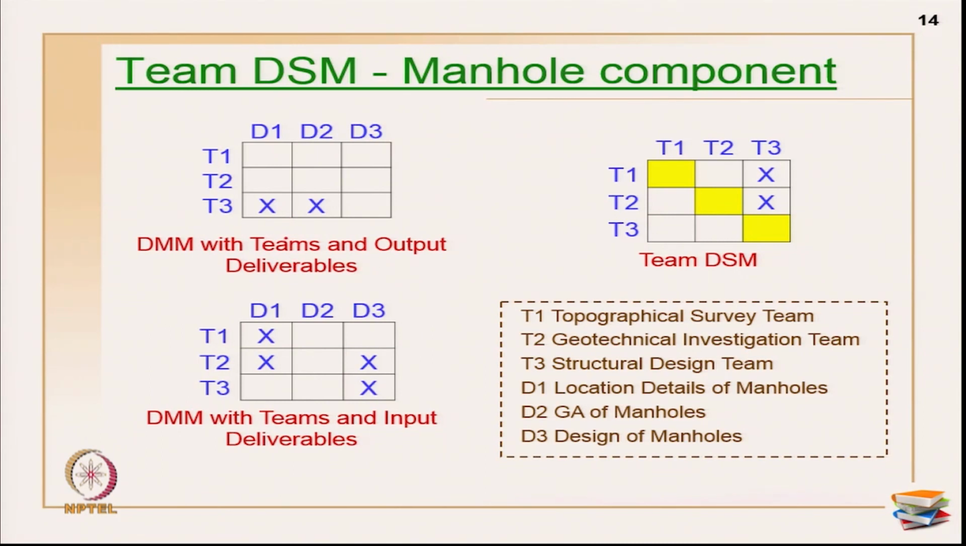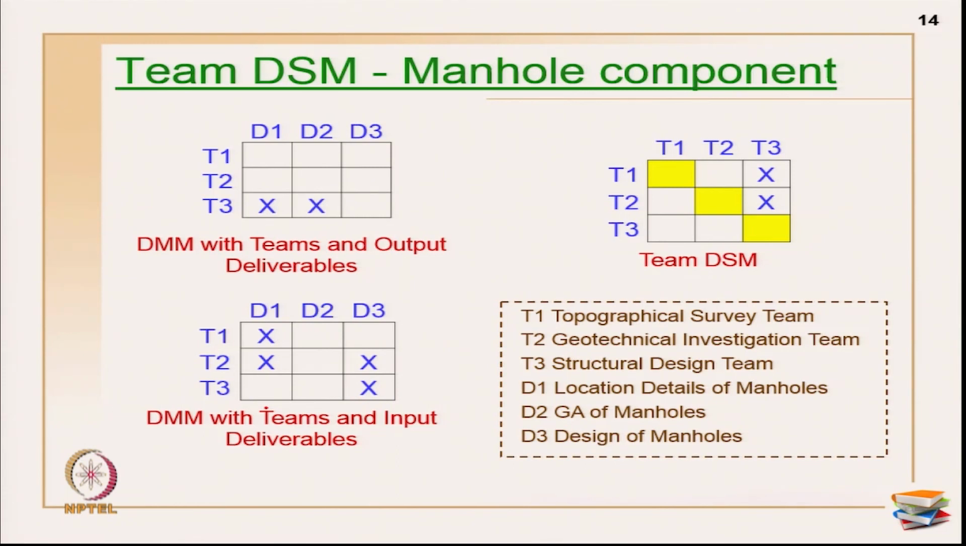So, T3 is actually giving 2 deliverables, which is D1 and D2. Now, there are several deliverables required for the teams. Let us see the input deliverables. So, D1 is required for T1 and T2, D3 is required for T2 and T3.